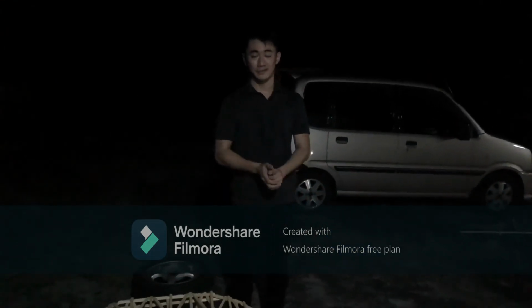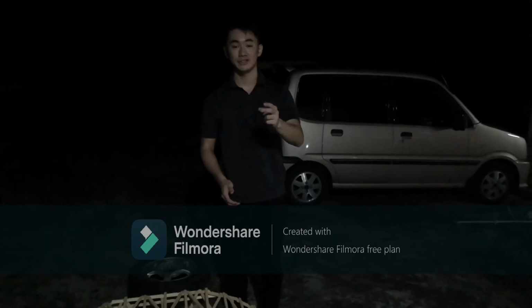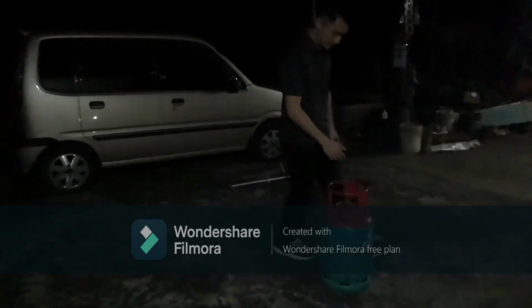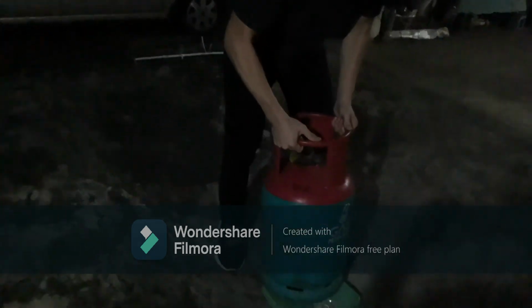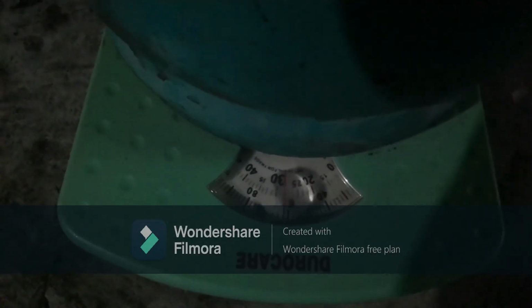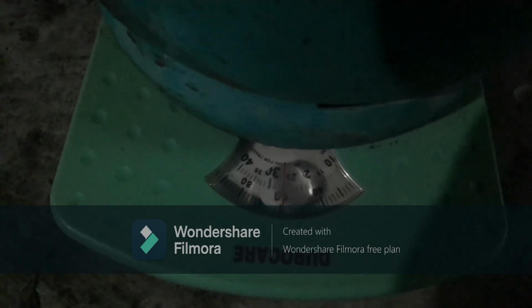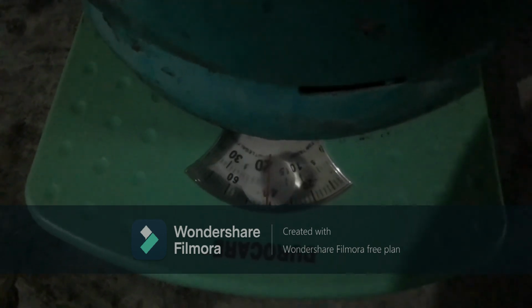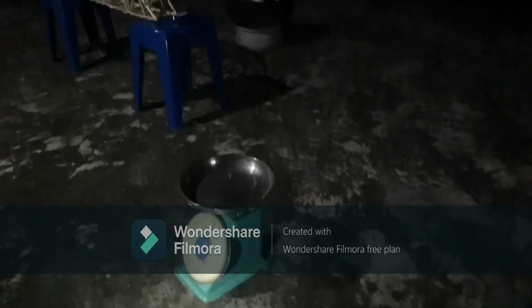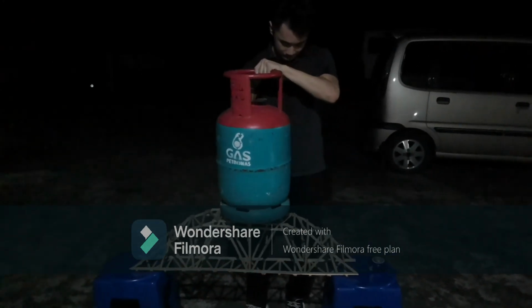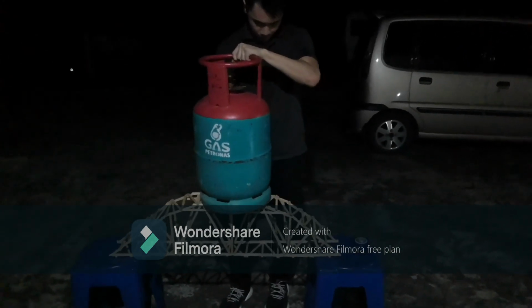Now I would like to have the third testing, in which I increase the load from 20 to 28 kg. Now I will be using the gas tank for the loading. So I will get the reading of the weight first, which is approximately 28 kg. Right. So now I will move this gas tank to the truss. Okay. Put the load on it. Put it slowly.